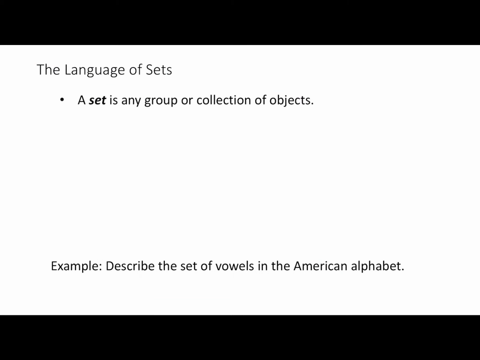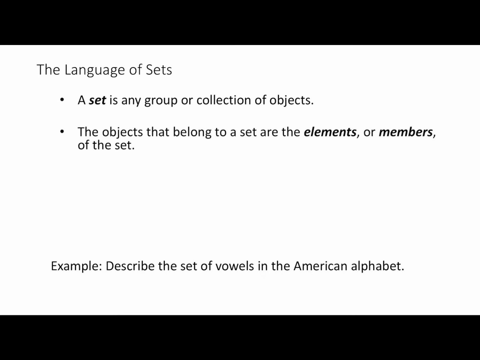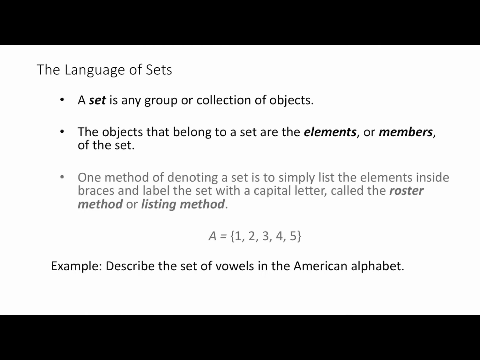A set is any group or collection of objects. The objects that are in your set are called the elements or members of the set. And so one way that we denote a set is just to list the elements inside these curly braces. And we do use these curly braces that you see here to denote that what's inside these braces is what's in the set. So this is called the roster or listing method.